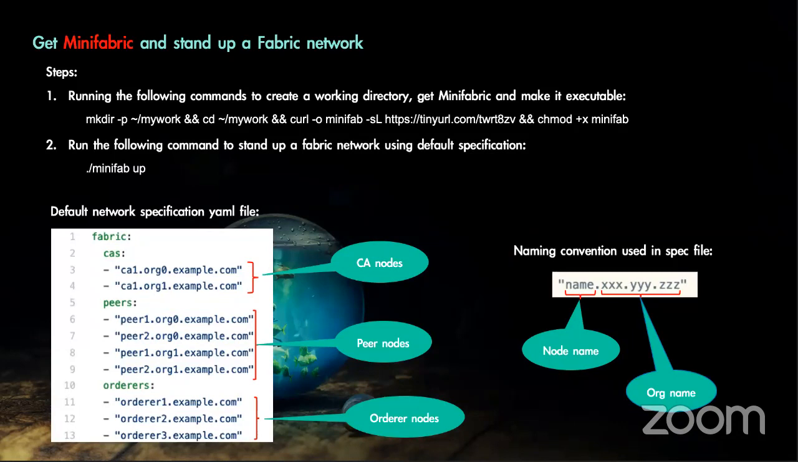Okay, so earlier I mentioned that if you do not provide your own fabric network spec file, Minifabric has a default spec. So this actually is the default spec that Minifabric uses, packaged with the Minifabric Docker container image. This network spec file is really just a YAML file. It's extremely simple. You have a root node called fabric. You have to name that fabric, otherwise it wouldn't know what this is about. Then you can define your CA node, peer node, and orderer nodes.